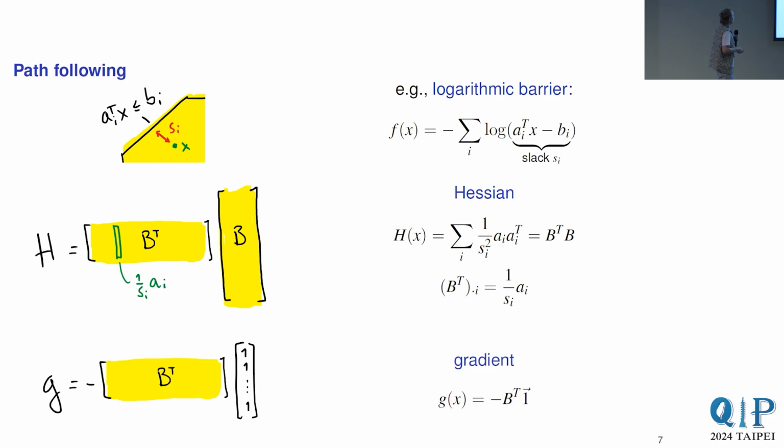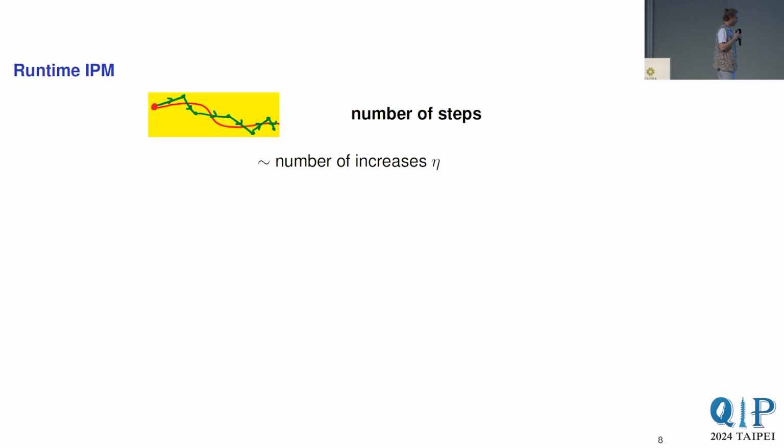So this is what the Hessian looks like, and the gradient takes a somewhat similar form: it is minus, again, this B transpose times the all-ones vector. Again, this is a relatively small, d-dimensional vector, but it is the result of taking these d large, n-dimensional inner products. Okay, so this form will be important and will pop up again later. Good, that being said, let's go back to this idea of path following.